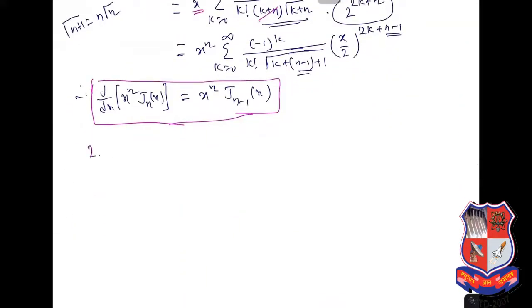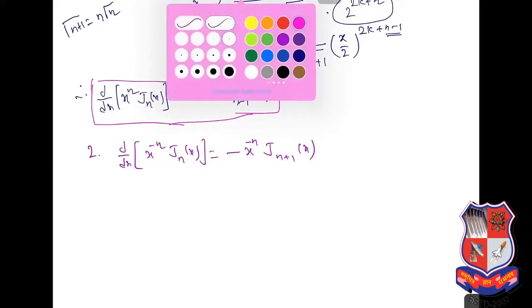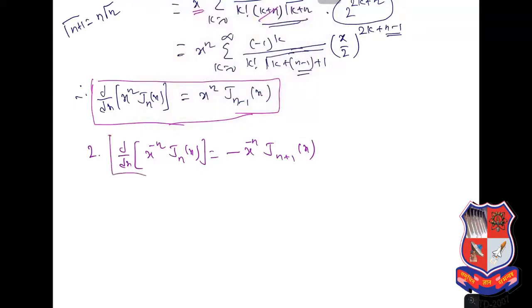Now another property I give you as homework, that d by dx of x power minus n Jn x is minus x power minus n Jn plus 1 x. So that you can prove it, it's not difficult. Again the same way. So this is one property.